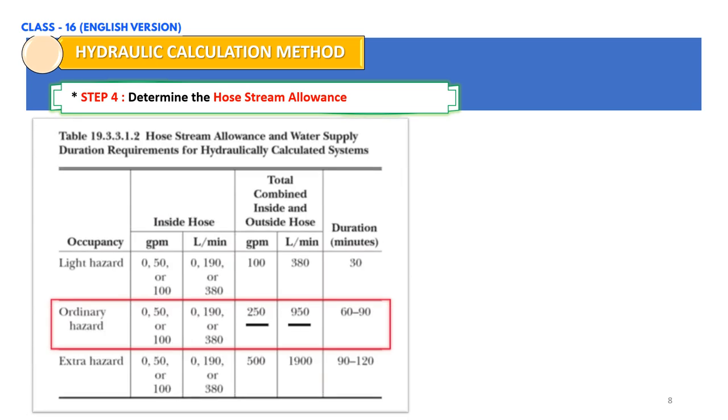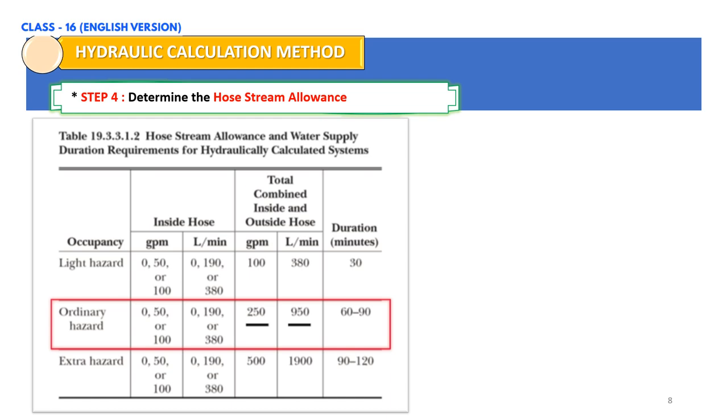Till now, we have identified the occupancy hazard classification, and based on that, we have identified the area and density as per the area density curve. And in step 3, we have calculated the sprinkler demand, or total water demand required, based on the area density curve. So in step 4, we need to determine the hose stream allowance.